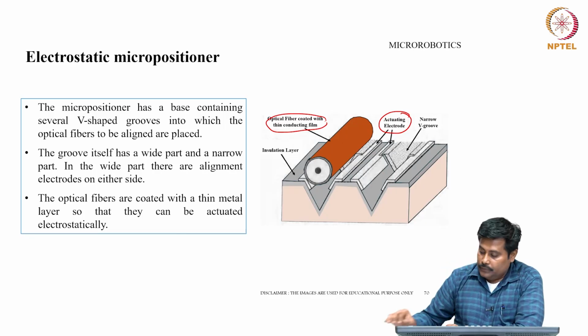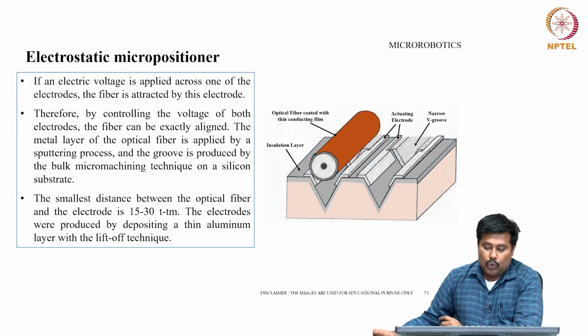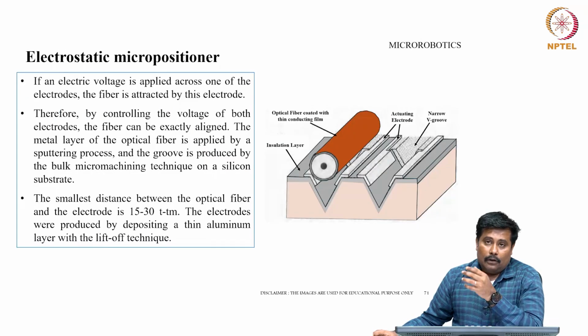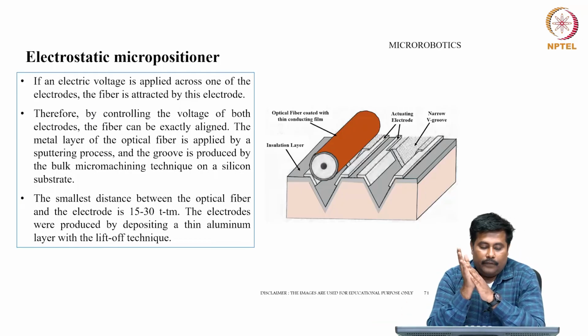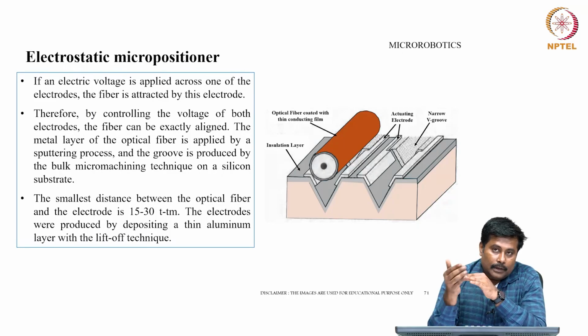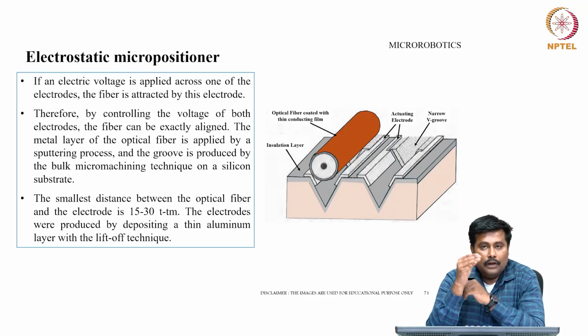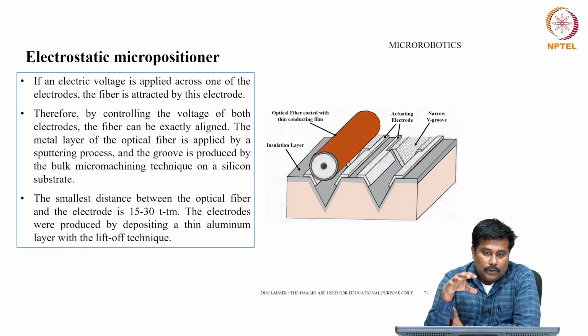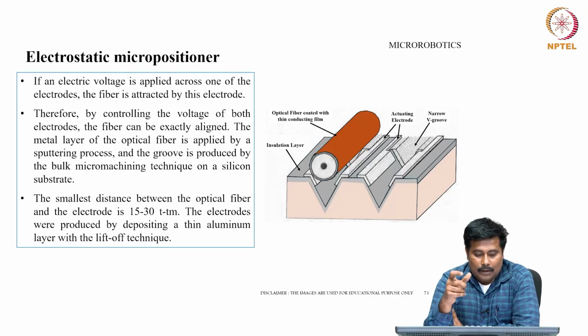Okay. So, the coating can be applied either through sputtering or through thermal evaporation. If an electric voltage is applied across one of the electrodes, the fiber is attracted by this electrode. Therefore, by controlling the voltage of both the electrodes, the fiber can be exactly aligned. The metal layer of the optical fiber is applied by a sputtering process, and the groove is produced by a bulk micromachining technique on a silicon substrate.